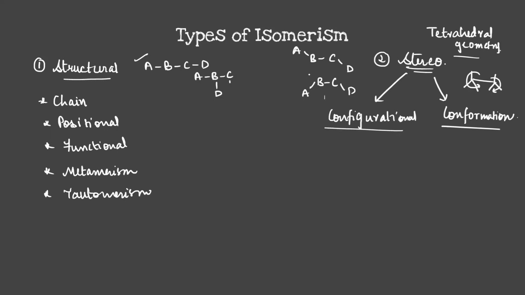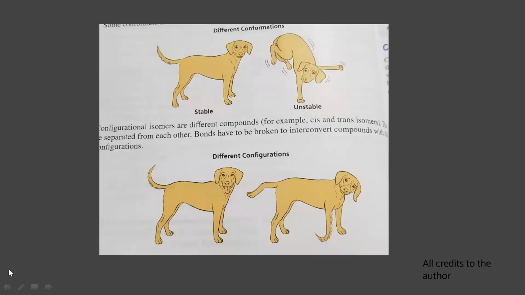And configurational isomerism is like this. The spatial arrangement is different. So two types: geometrical isomerism and then you have optical isomerism. These are two different types of configurational isomerism. Now, you can see a good example here. What are conformations? Here, because of rotation, see, this dog has rotated like this. So this is an unstable isomer, but this is a stable isomer.